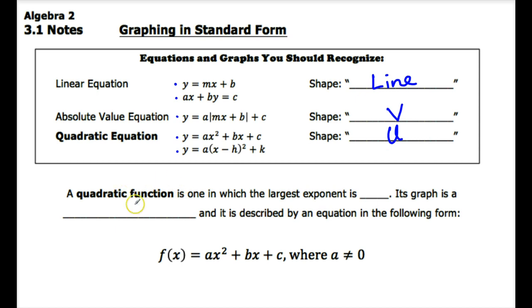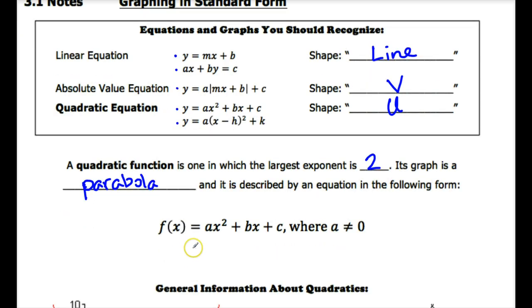Getting a little bit more into quadratics, again, this will all be reviewed for you from Algebra 1. A quadratic function is one in which the largest exponent is a 2. Sometimes we refer to that as the degree of the function. Its degree is 2. The name of its graph is a parabola, which again has a U shape. An equation in the following form, called standard form, is what we're going to use to describe a quadratic function.